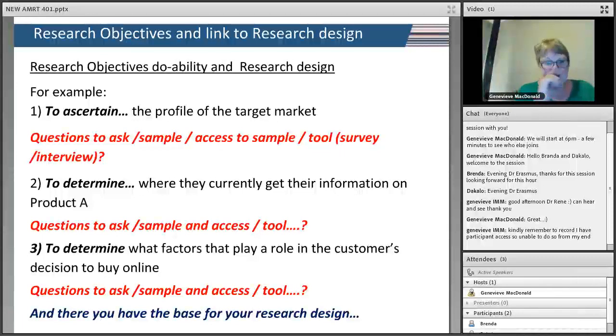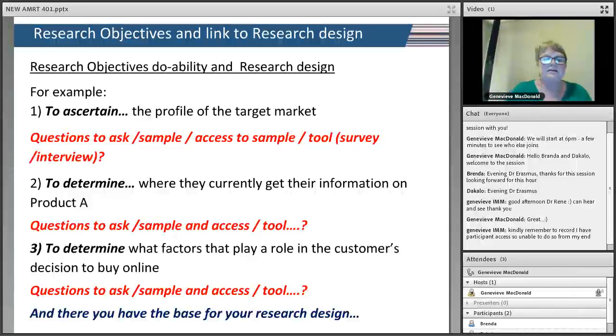To determine where they currently get their information on Product A, same thing. What questions should I ask them? Do they get it from newspapers, from articles, from the internet, from radio, from TV? Who is my sample and how will I gather the specific information? Will it be through a survey or an interview or a focus group? To determine what factors play a role in the customer's decision to buy online.